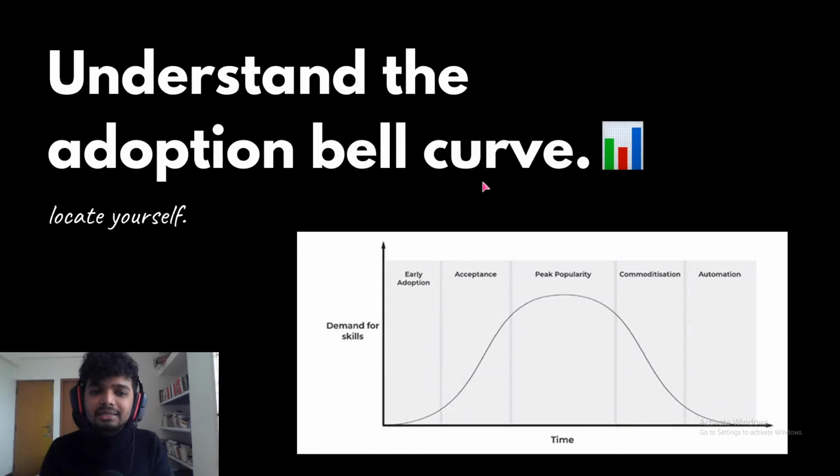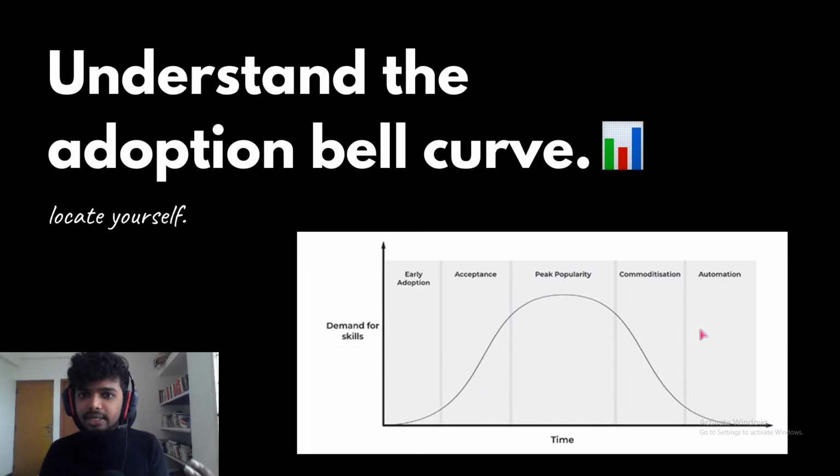First, you have to understand the bell curve. This is what they call the bell curve. You have to locate yourself on the bell curve. Let's say I'm really good at web development or content writing. On the bell curve, there is early adoption of content writing, where they didn't adopt it much. Then people might be accepting, there will be peak popularity, commoditization, automation. Any particular niche will go through these phases.